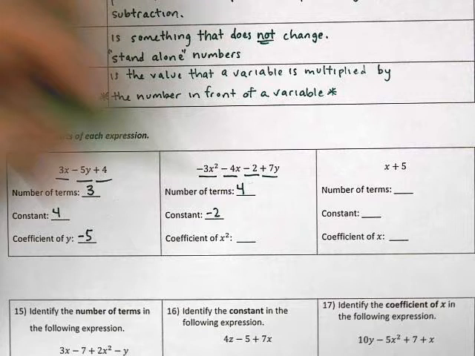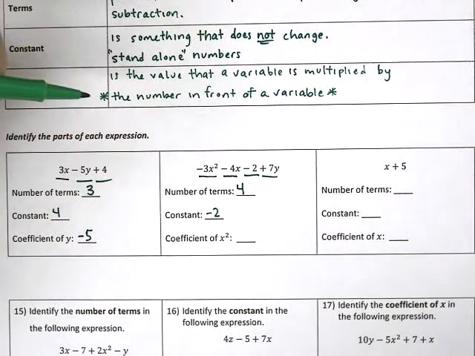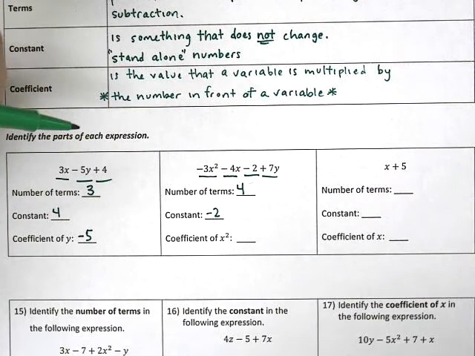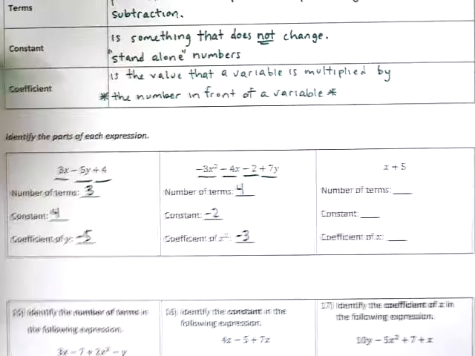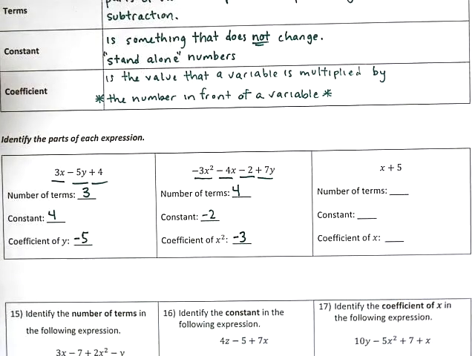Now, a coefficient of x squared, again, we look for the value that's out in front of the x squared. We look for the value that's out in front of a variable. So what's in front? Negative 3. And we're done. We got it. Easy, easy, easy. All right, the last one. Let's take a look at this one. And then I'll let you guys try a few on your own.